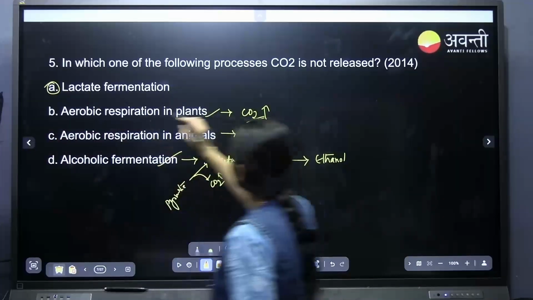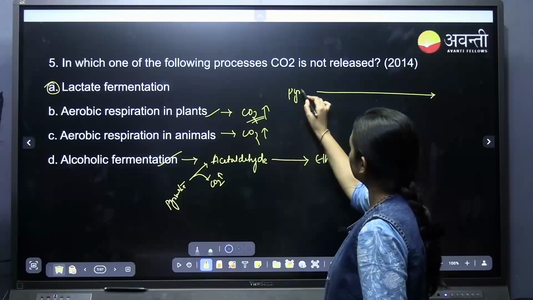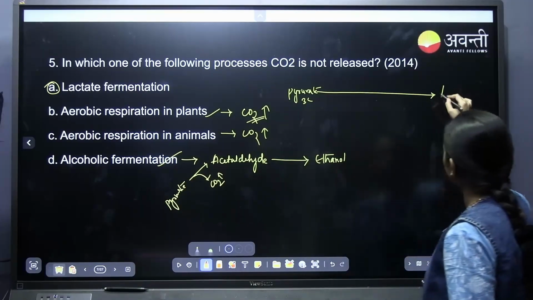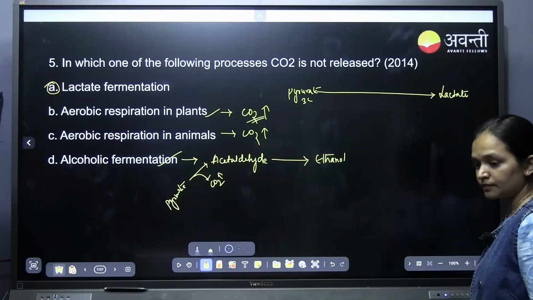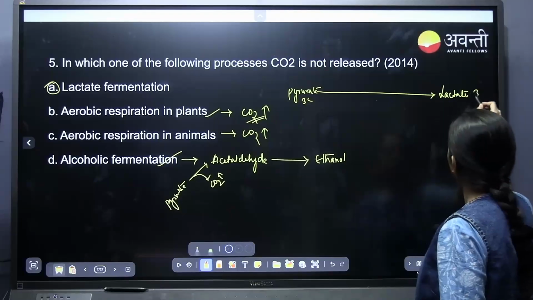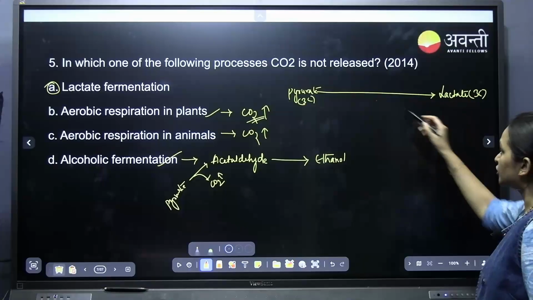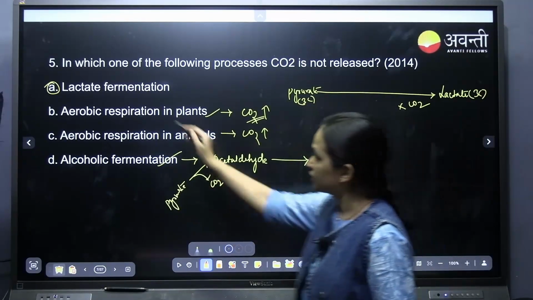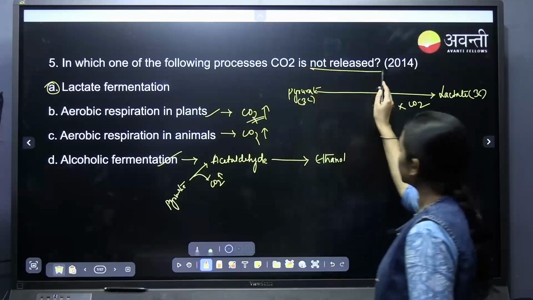what happens in lactic acid fermentation? Pyruvate, that is a 3 carbon molecule, will be converted to lactate, isn't it? This is also a 3 carbon compound. So there is no release of CO2 in the lactate fermentation.